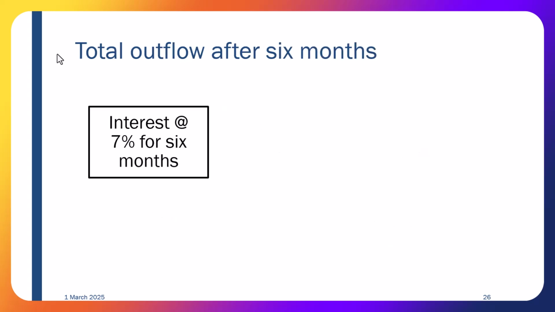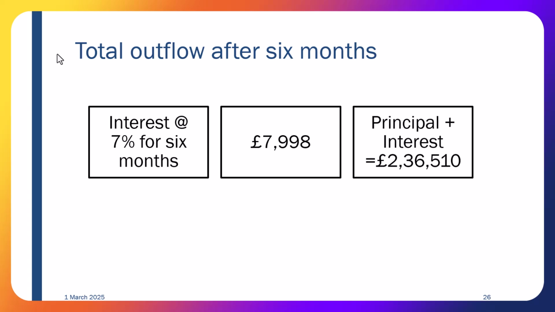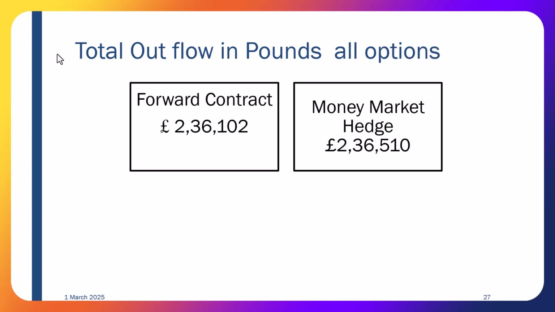Now if you borrow, you will have to pay interest as well. So you borrow and pay interest of 7%. The interest comes to 7,998, so principal plus interest will come to 2,36,000. You borrowed some money and paid 7%. So payable after 6 months, how much? 2,36,510 pounds.